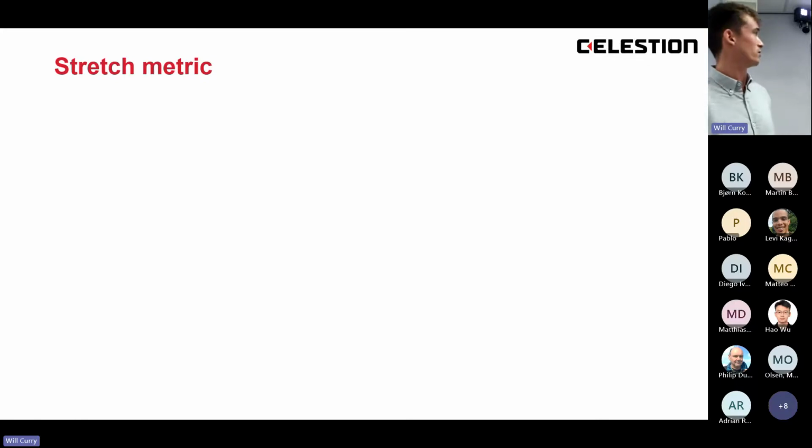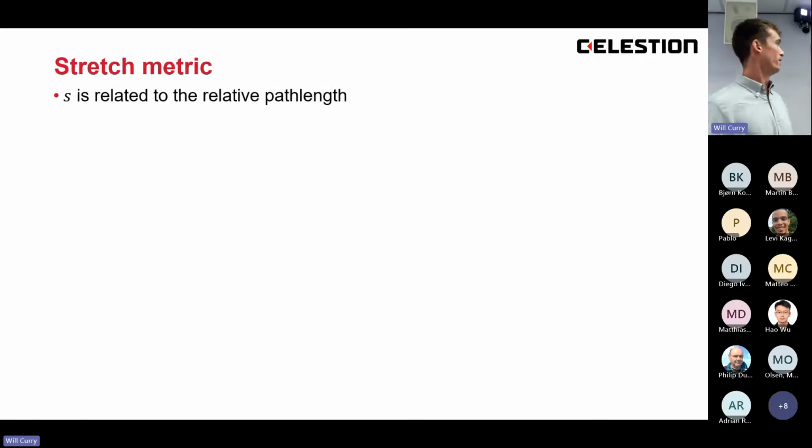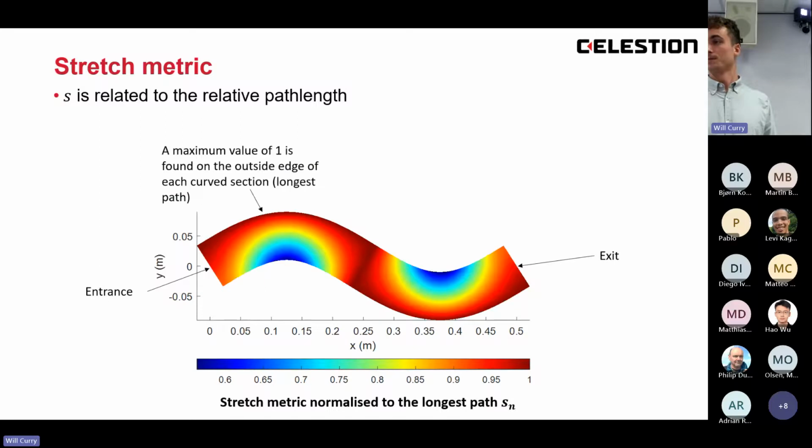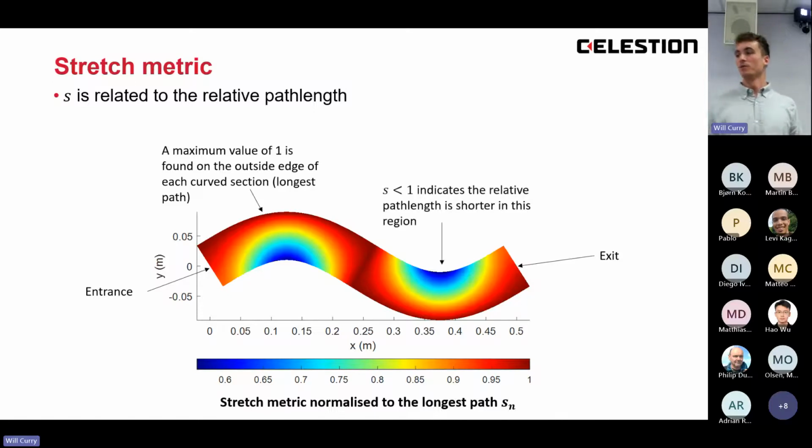But the first metric is called the stretch metric, and this is related to the relative path length moving through a geometry. So this is that same thickened sine curve shape, and this here shows the stretch metric, which has been normalized to the longest path length at each point. The maximum value of 1 is found on the outside edge of each curve section, as this is where the longest path length is. And the stretch is then less than 1 on the inside edge of each bend, as the path length is shorter in this region, the relative path length.